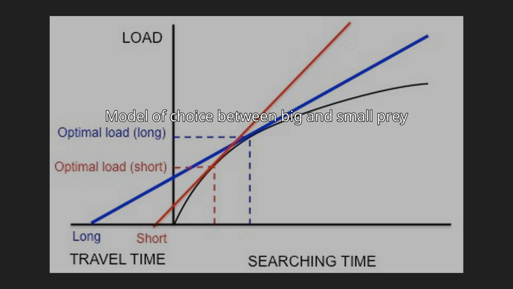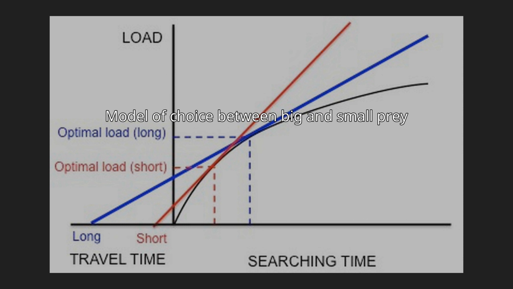Model of choice between big and small prey. Using these variables, the optimal diet model can predict how predators choose between two prey types: big prey 1 with energy value E1 and handling time H1, and small prey 2 with energy value E2 and handling time H2. In order to maximize its overall rate of energy gain, a predator must consider the profitability of the two prey types. If it is assumed that big prey 1 is more profitable than small prey 2, then E1/H1 > E2/H2.